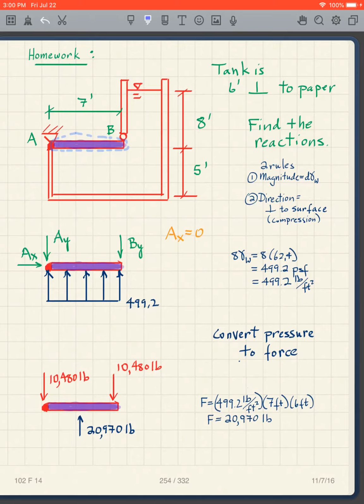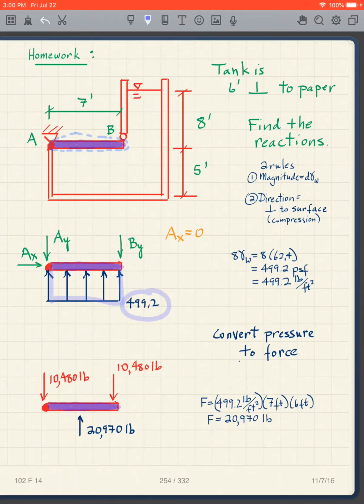And in this case, both points here are the same depth, the 8 feet. So I take my 8 feet times gamma W, 8 times 62.4 gives me 499.2 pounds per square foot at both of them. So I have 499.2 pounds per square foot.